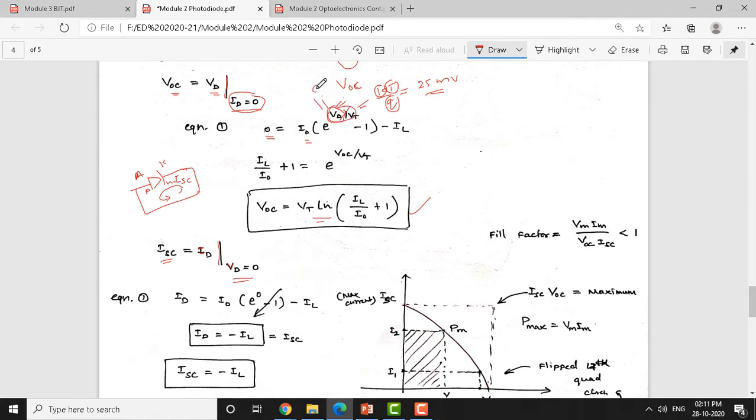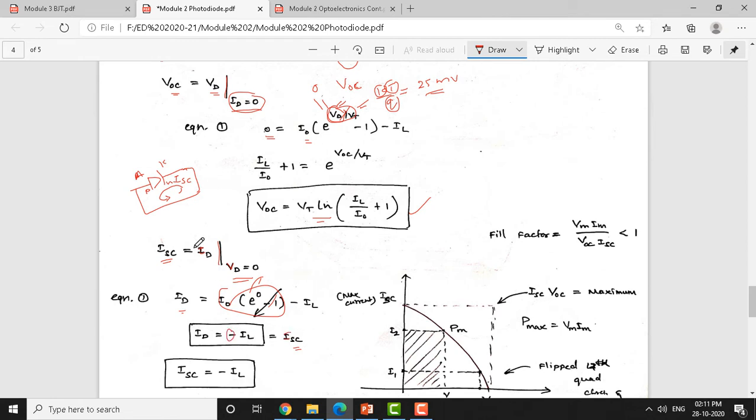So, e to the power of 0 is nothing but 1, this is what we have done. This 1 minus 1 cancels here and this complete term will get eliminated, and you are left with ID is equal to minus IL. So, this can be equated to short circuit current ISC, because across the solar cell we have maintained a short circuit here. So, ID is equal to minus IL is equal to ISC.